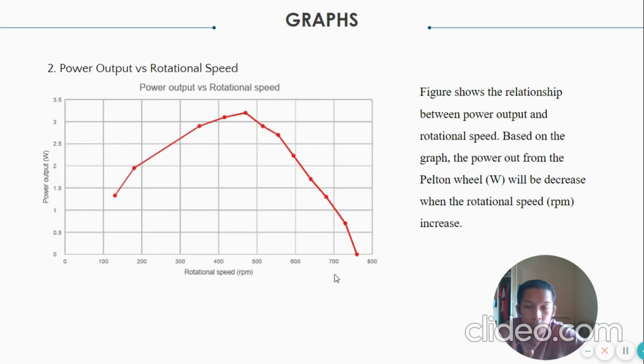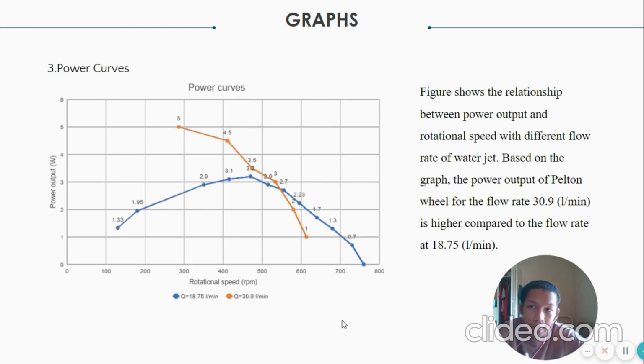As for the second graph, this is the power output versus rotational speed. And from the graph given, we can see that the power output from the Pelton wheel will decrease when the rotational speed increases. For the third graph, this figure shows the relationship between the power output and the rotational speed, but with different flow rates, which is we have two flow rates, 18.75 on the blue one and 30.9 on the orange one. We can see that the power output of the Pelton wheel for the flow rate 30.9 is higher compared to the flow rate at 18.75.